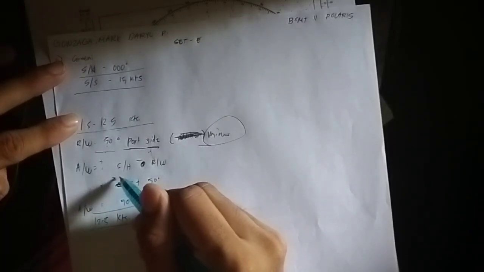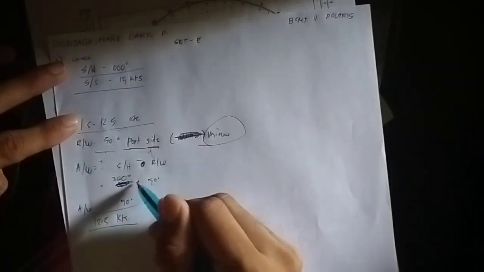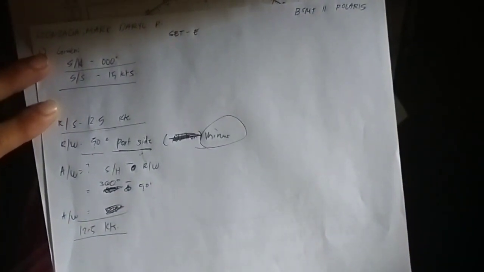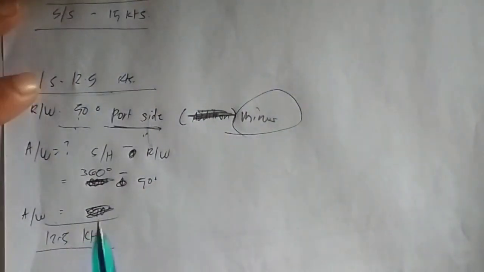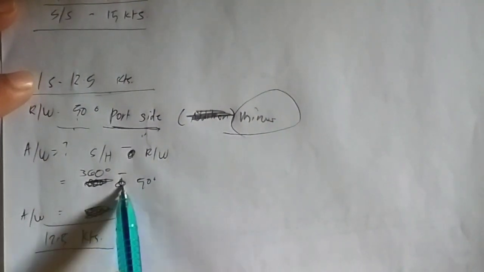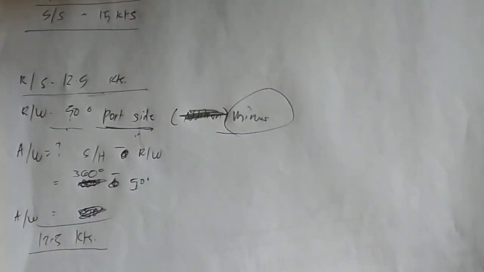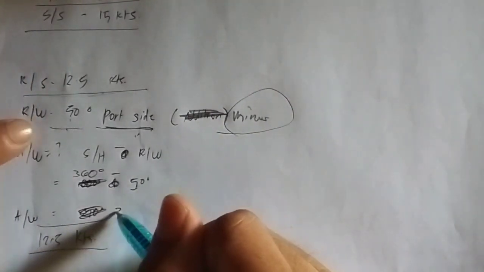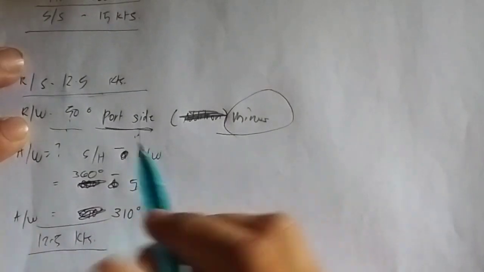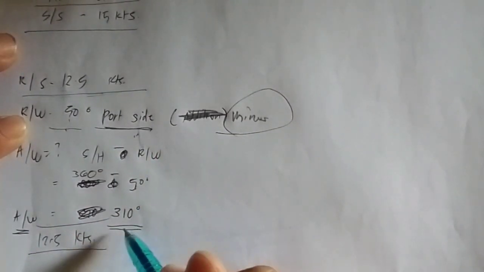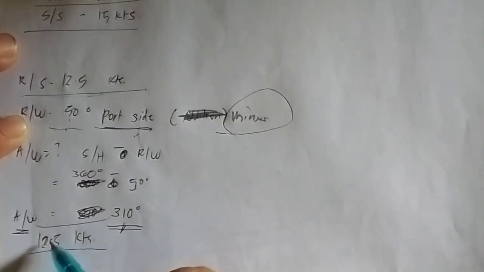The ship heading minus the relative wind, which is 360 degrees minus 50, gives our apparent wind. So the answer is 310 degrees. Our apparent wind is 310 degrees with a speed of 12.5 knots.